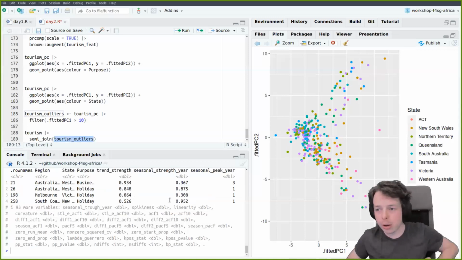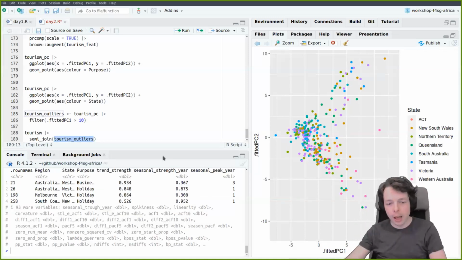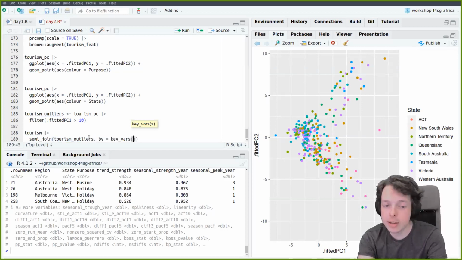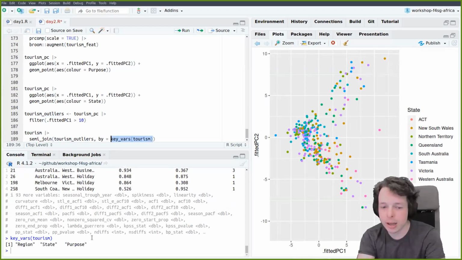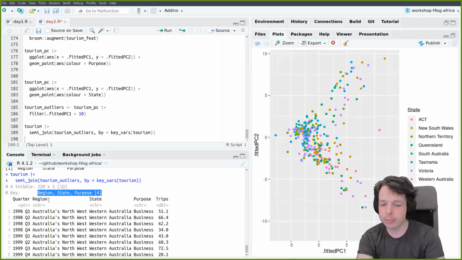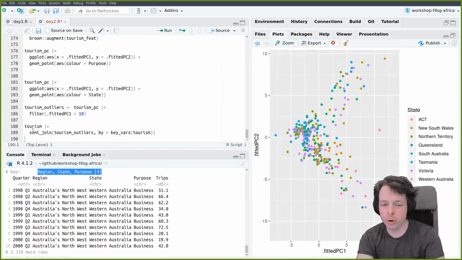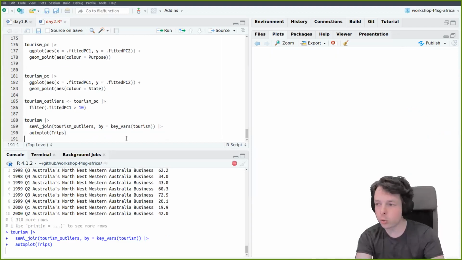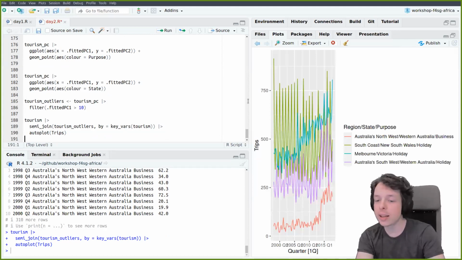So I saw a question before that Bahman answered in writing, but I'll bring it up again here. A semi-join is the most useful type of join for filtering the data. And what it does is keeps only the rows in tourism which match the rows in outliers. And how are we going to match them? We're going to match them using the key variables. That is region, state, and purpose. So when I run this code, I end up with just 4 different time series. And these are the time series from tourism, which only has the trips variable, that exist in my set of outliers, in my 4 outliers that I looked at. And once I've got this time series, I can then plot it. All of the tools from yesterday for visualization we can use to look at these particularly interesting time series.